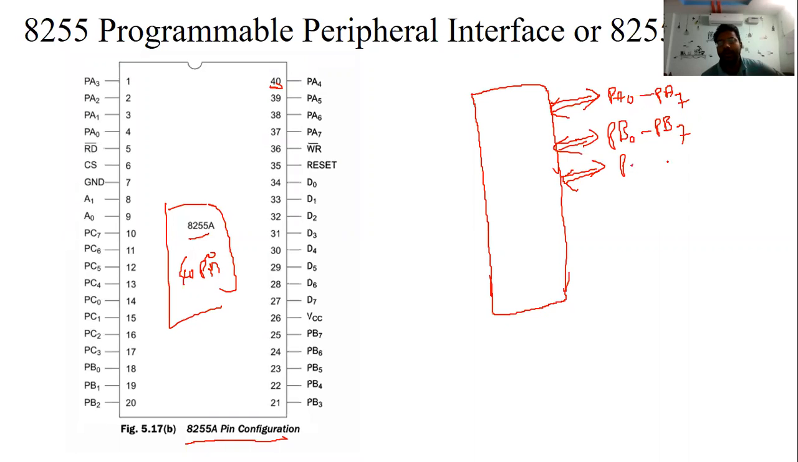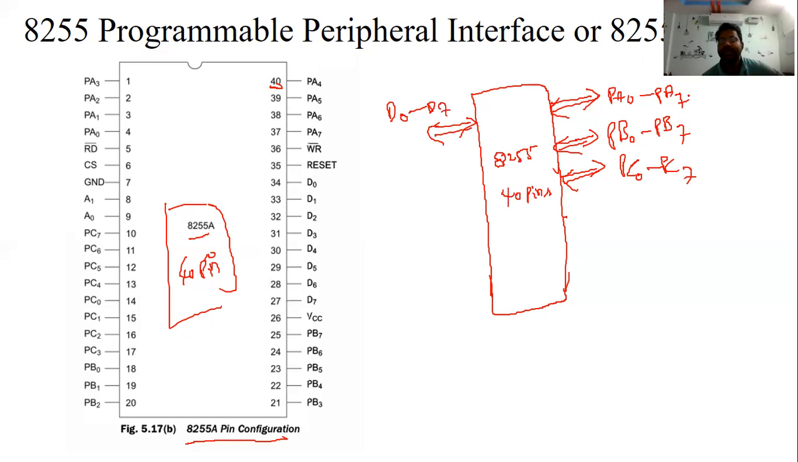PC0 to PC7. The ports that are available, I can write in this simplified way. Then D0 to D7. This is the 8255, which has 40 pins.